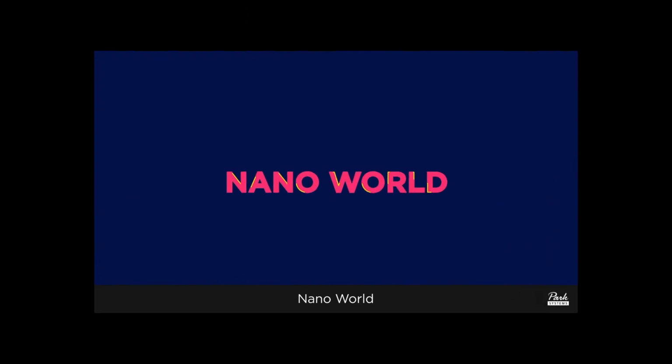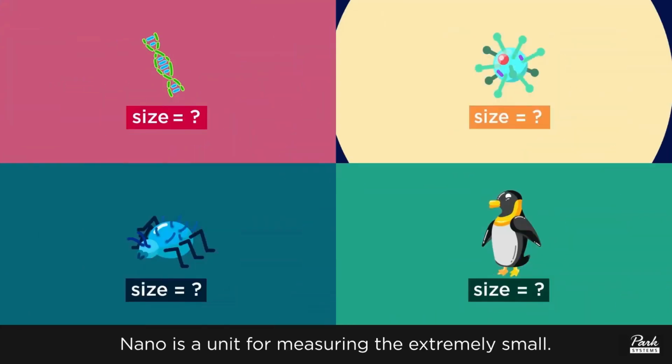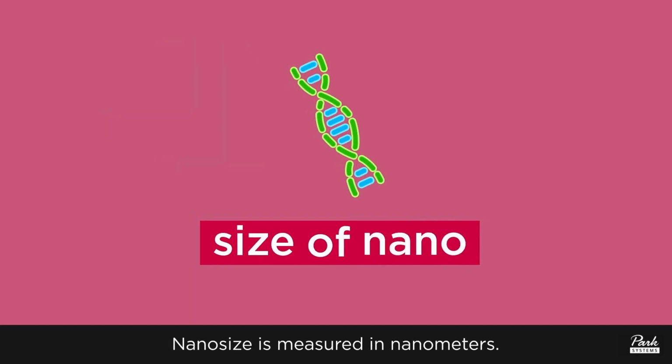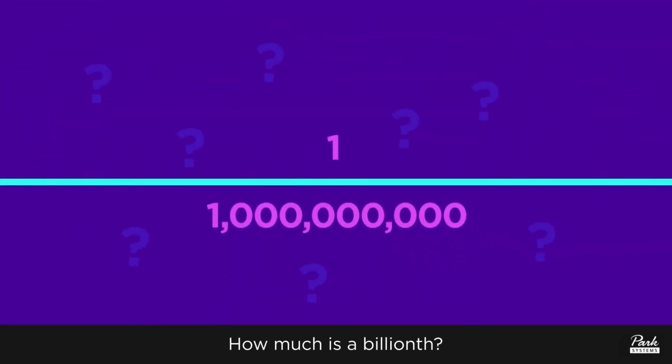Nano World. What is nano? Nano is a unit for measuring the extremely small. Nano size is measured in nanometers, which is 1/billionth of a meter. How much is a billion?